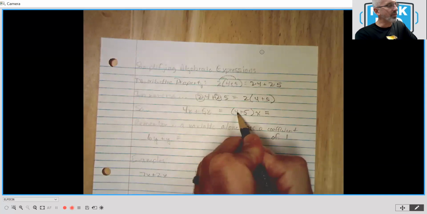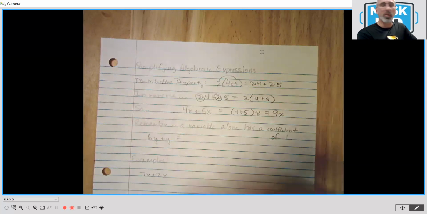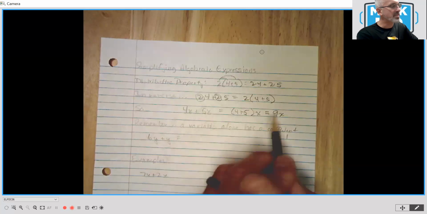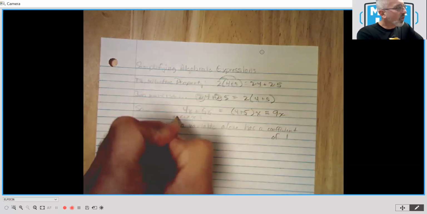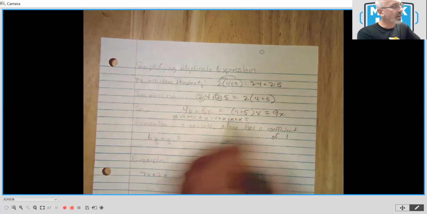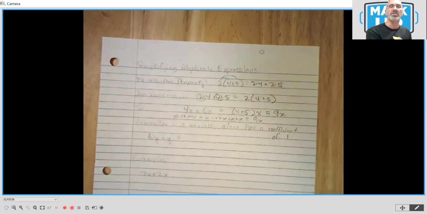And we can simplify that. 4 plus 5 is 9 times x. Another way to look at that to prove that it's exactly right, that 4x plus 5x equals 9x: what if I listed all my x's out? Here I have 4 x's, 1, 2, 3, 4. And then I have 1, 2, 3, 4, 5. So I have a total of 9 x's. That's just a more graphic way of looking at it.